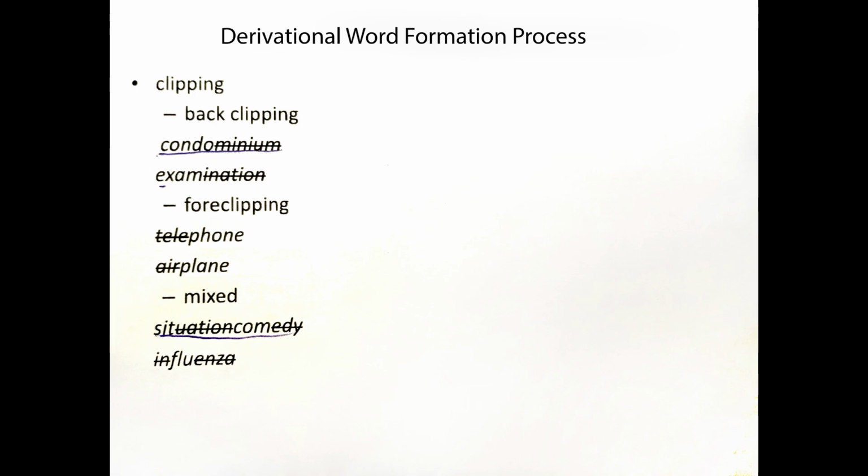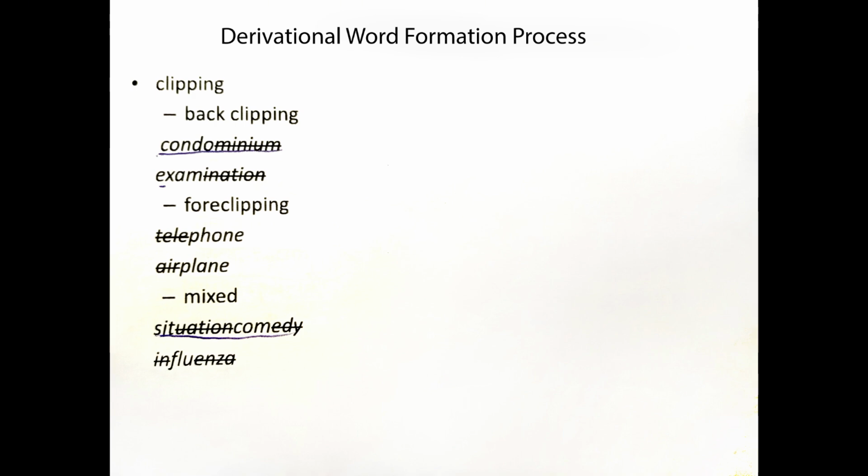So let's talk about back clipping. Back clipping, basically you just cut off the back part of a word and keep the front part of the word as a new word, right? So let's look at the word condominium. Condominium, we cut the back part minium and keep the front part condo as a new word. The word examination, we cut the back part ination and keep the front part exam. So this is called back clipping.